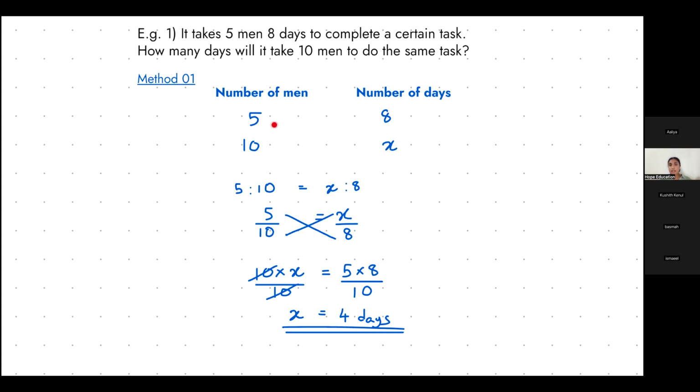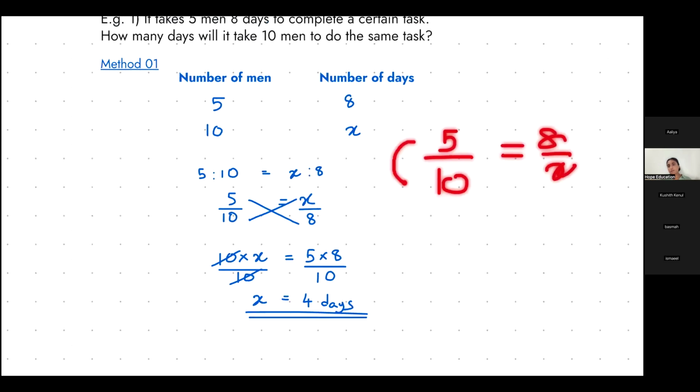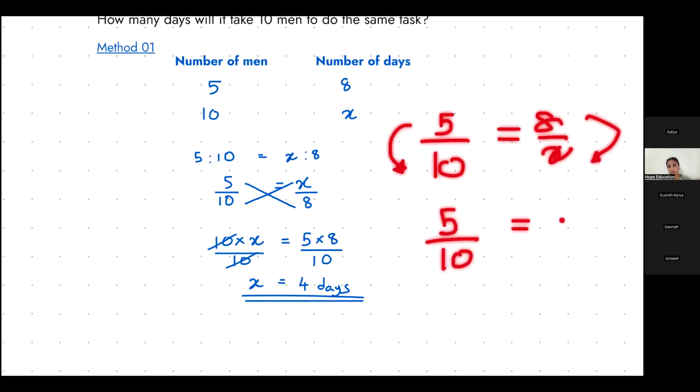When one increases, the other decreases. So if we want to match the ratio, we have to exchange one quantity. If this is 5/10, this should be x/8, not 8/x. Because it's inverse proportions. In direct proportions we can say 5/10 equals 8/x. But since this is inverse proportions, if this is 5/10, we switch it, and that should be x/8, because when this increases, the other decreases.